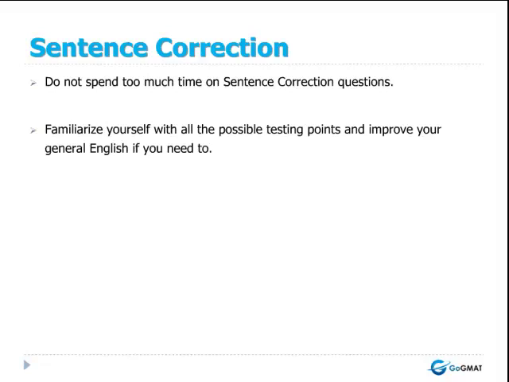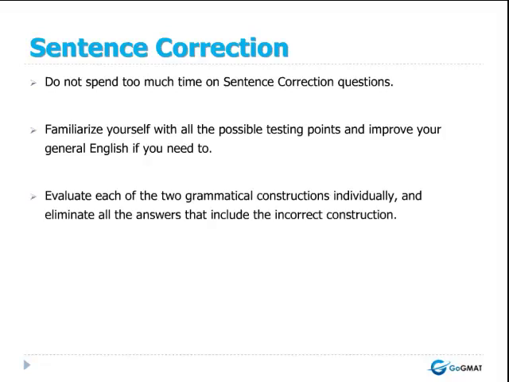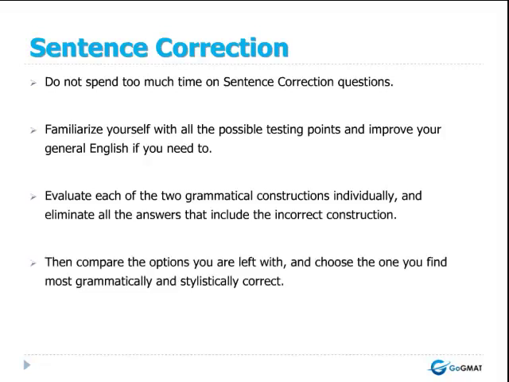Sometimes you see that 2 answer choices use one particular grammatical construction and the other 3 choices use a different one. Don't assume one is correct just because it is used in more of the options. Evaluate each of the 2 grammatical constructions individually and eliminate all the answers that include the incorrect construction. Then, compare the options you are left with and choose the one you find most grammatically and stylistically correct.